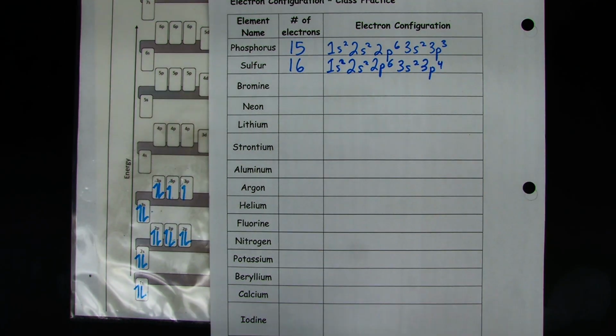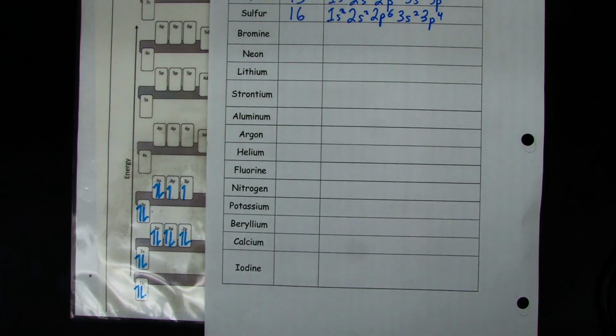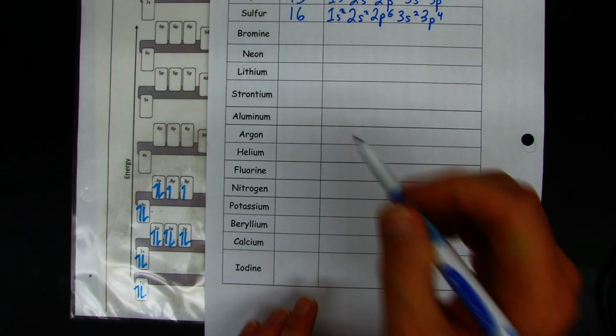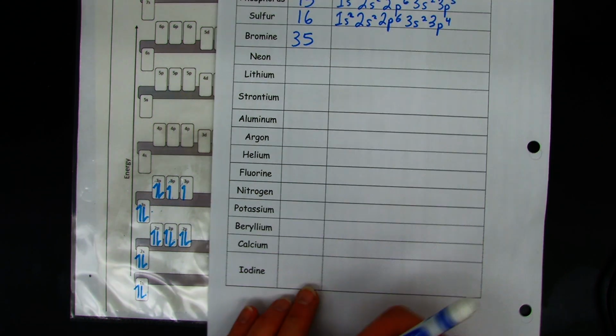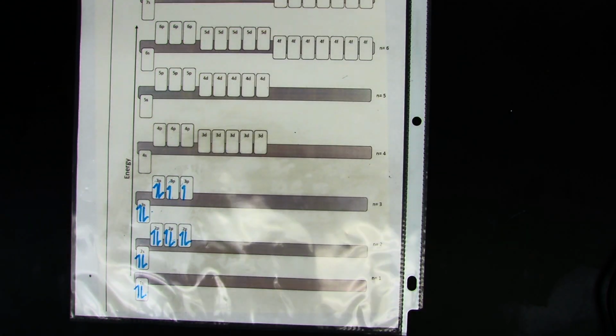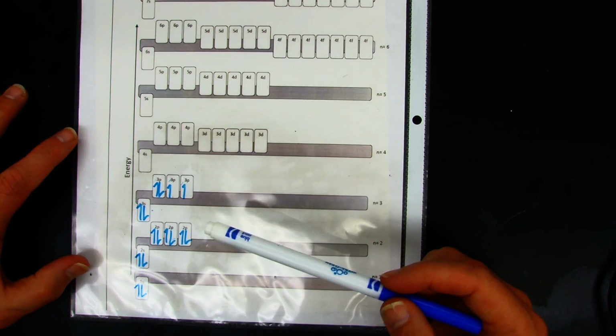Okay, next is bromine. Let's do bromine now. So bromine is number 35. So number 35, that means we have 35 electrons to fill into our orbital diagram. So let's keep going. So we'll just keep going from here since we're going to be filling them in again.